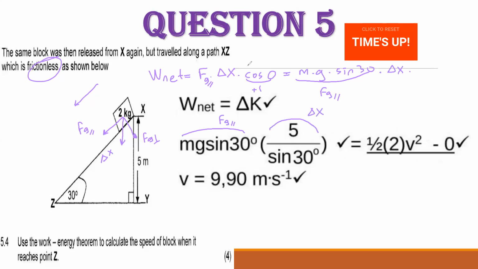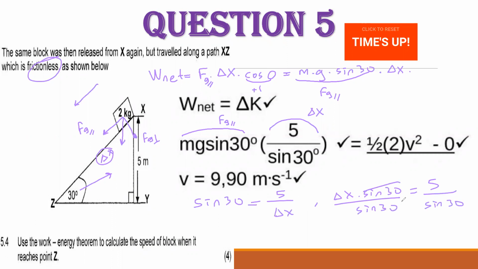So this is delta x. What we know from maths paper 2: sine 30 equals 5 over delta x. So delta x times sine 30 equals 5, and divide by sine 30 on each side. You don't need to make it too long, but just to understand, we are doing it this way. So delta x equals 5 over sine 30. As you see, I'm using delta x here.